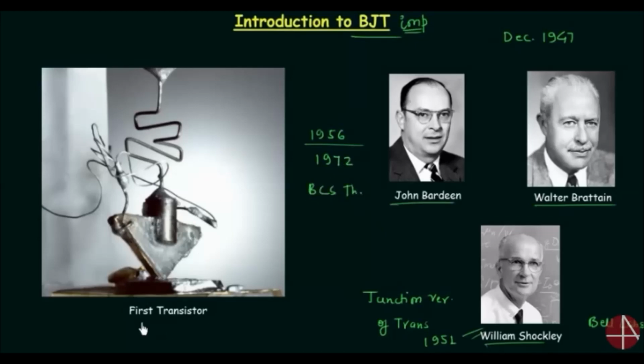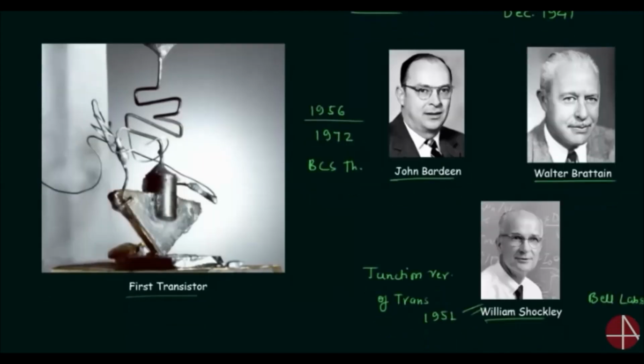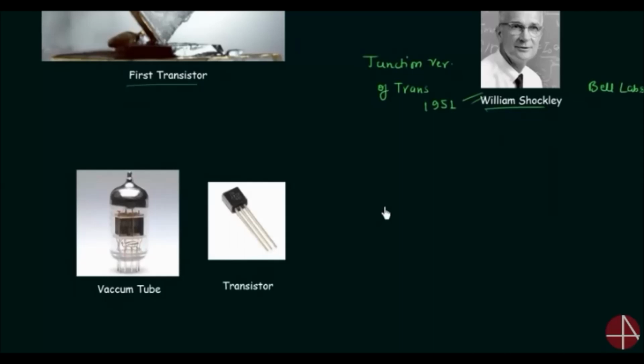And this is the image of the first transistor invented by the team of William Shockley. The invention of the transistor was revolutionary, and transistors replaced bulky vacuum tubes. This is the image of a vacuum tube, and this is the image of a modern day transistor.